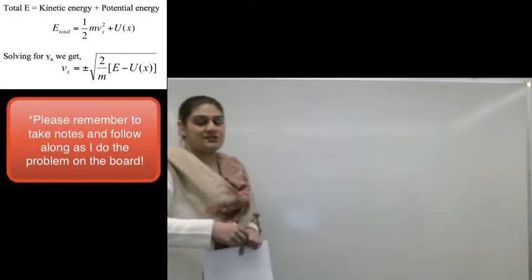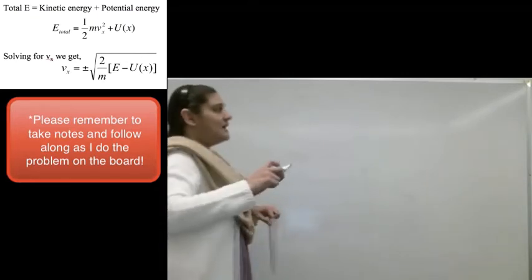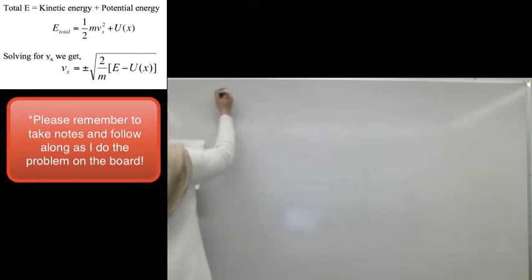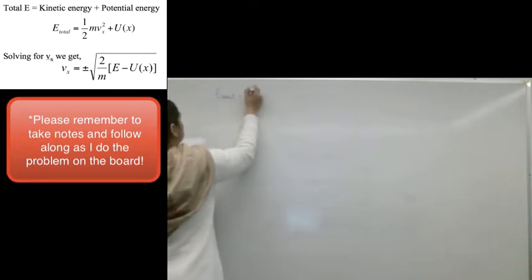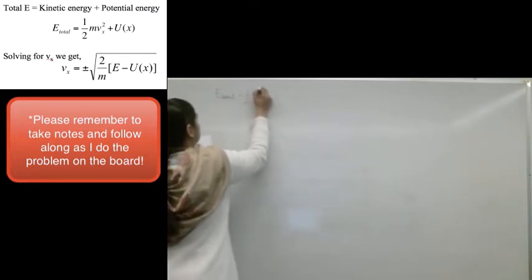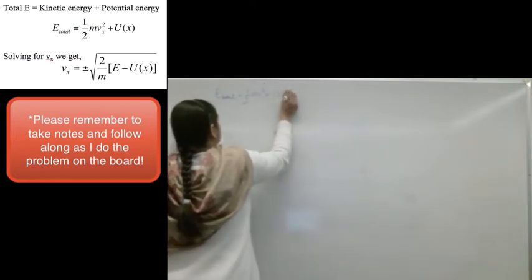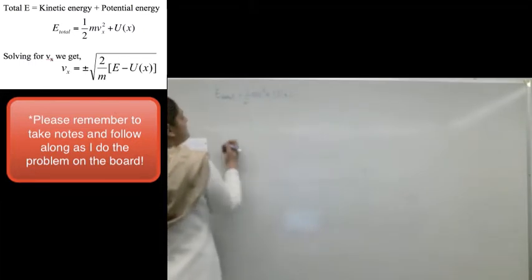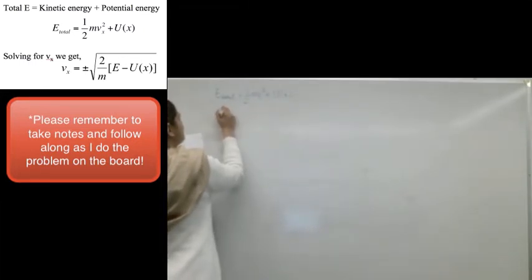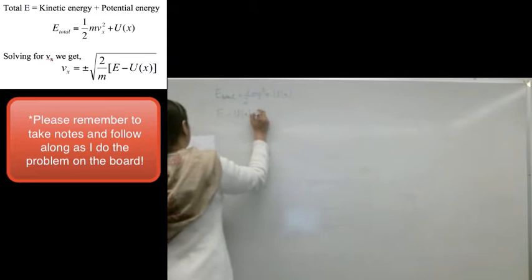So first things first, we are going to solve and try to get that velocity vector in the first place. So what do we have? We have E total equals 1/2 mv squared, which is the kinetic part, plus U as a function of x, which is the potential part. So I'm just going to rearrange it so I want v on one side. This is just going to be E minus U as a function of x. Okay, so I'll keep that for now.